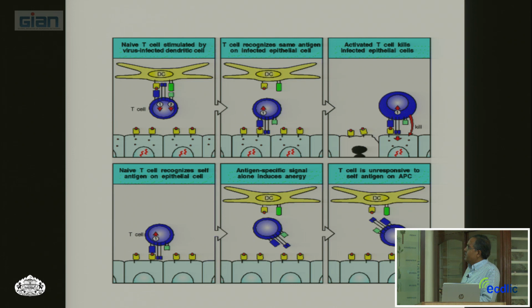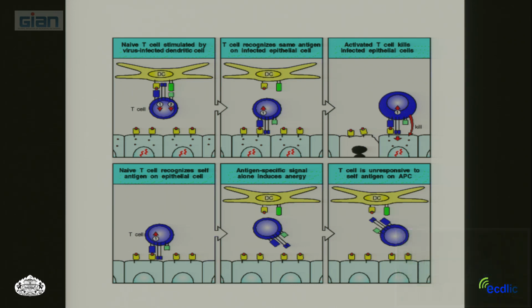Here are some interesting examples. Naive T cells stimulated by virally infected dendritic cells, and the recognition is happening here. Both signals are present, signal 1 and signal 2, and these cells are armed and ready to do their job. In this case, these will be your CD8 positive T cells, and they will be responsible for clearing those virally infected cells. So once they are activated, they will go and bind to whichever cells are expressing this particular antigen. They will recognize them, get engaged with them, and kill them through the pathways which we discussed on day 1.